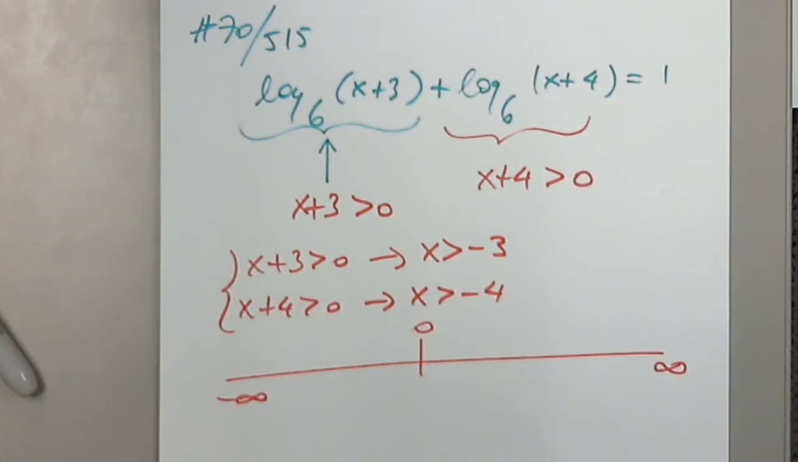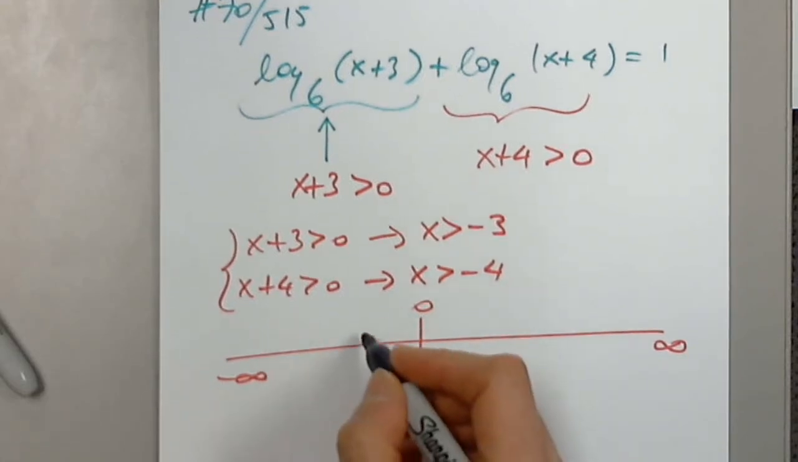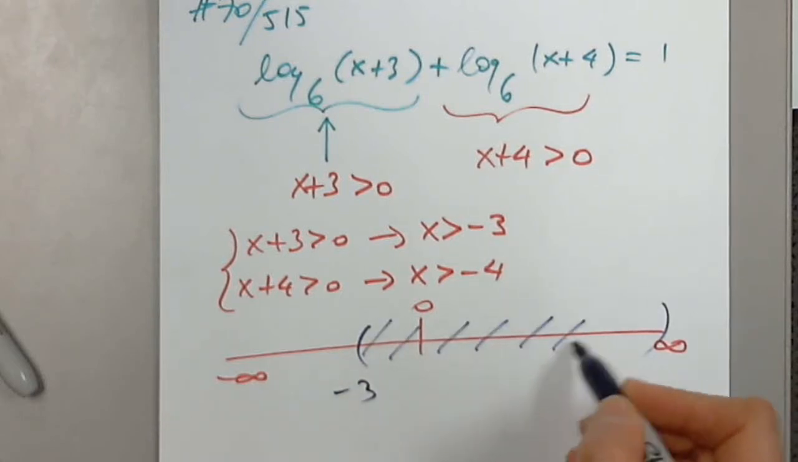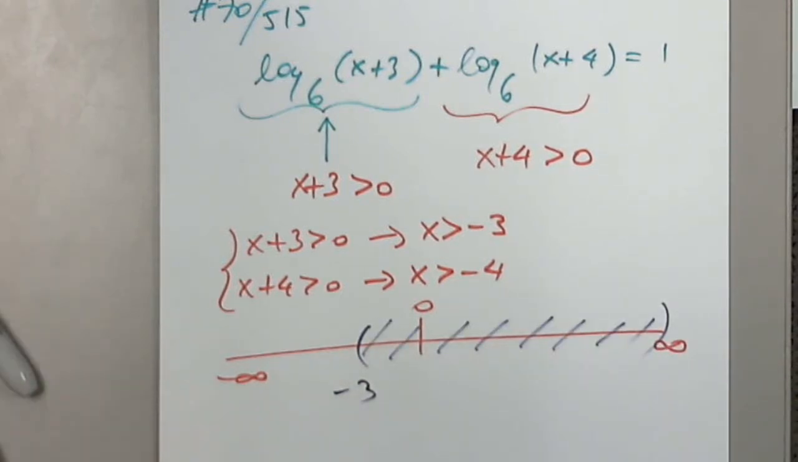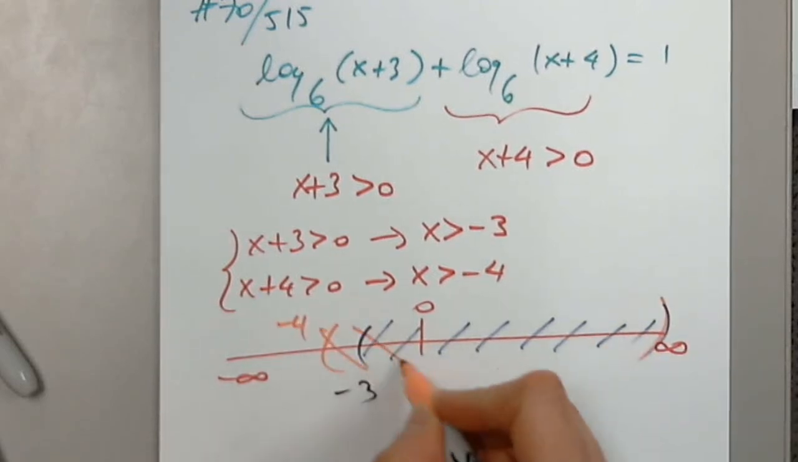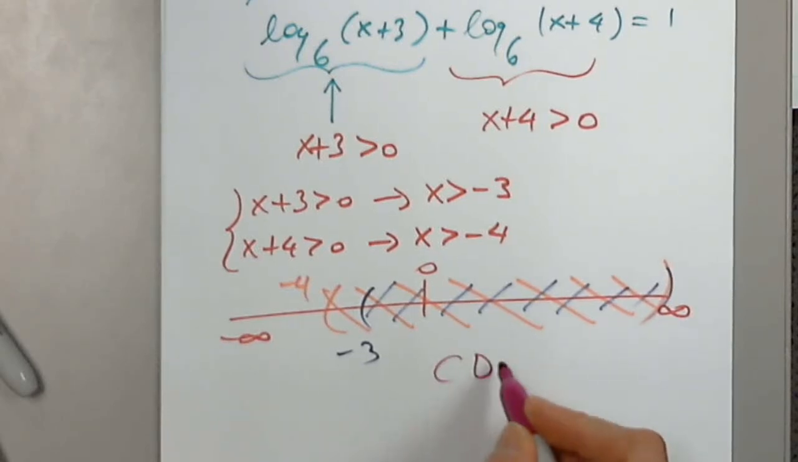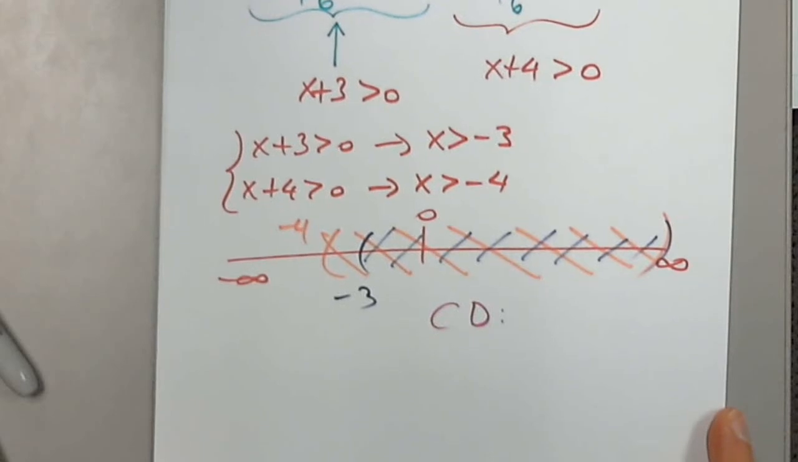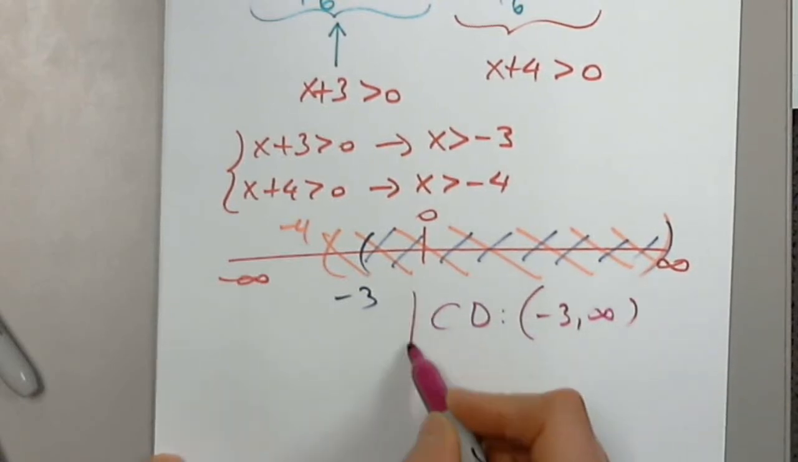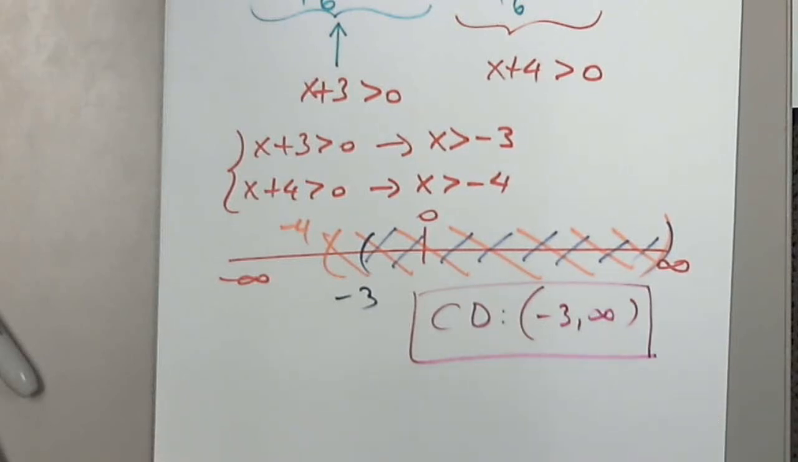So remember, I don't care for units here. This is just to help us find the common domain. So here's -3 to infinity. And here's -4 to infinity. I have to choose the territory that makes both functions exist at the same time. So the common domain is? Thank you very much. Excellent. Perfect explanation, perfect answer.